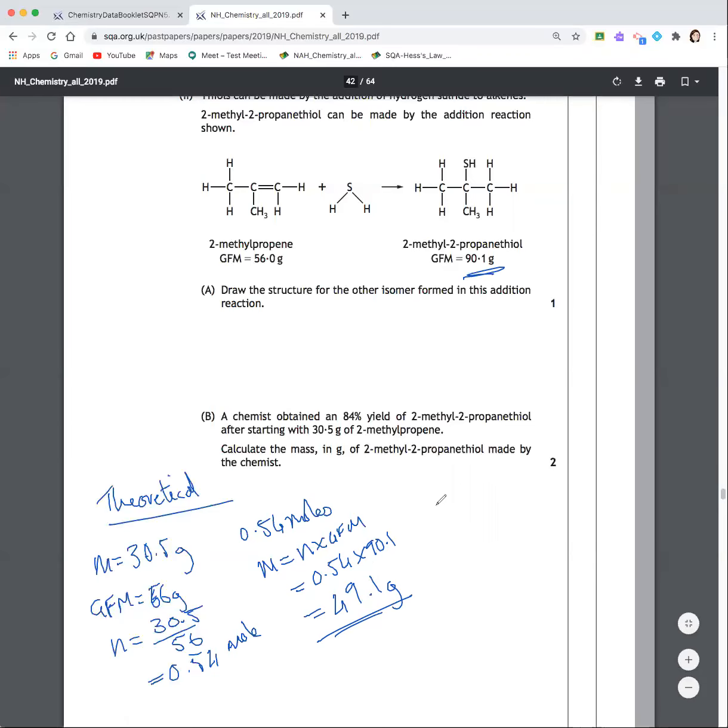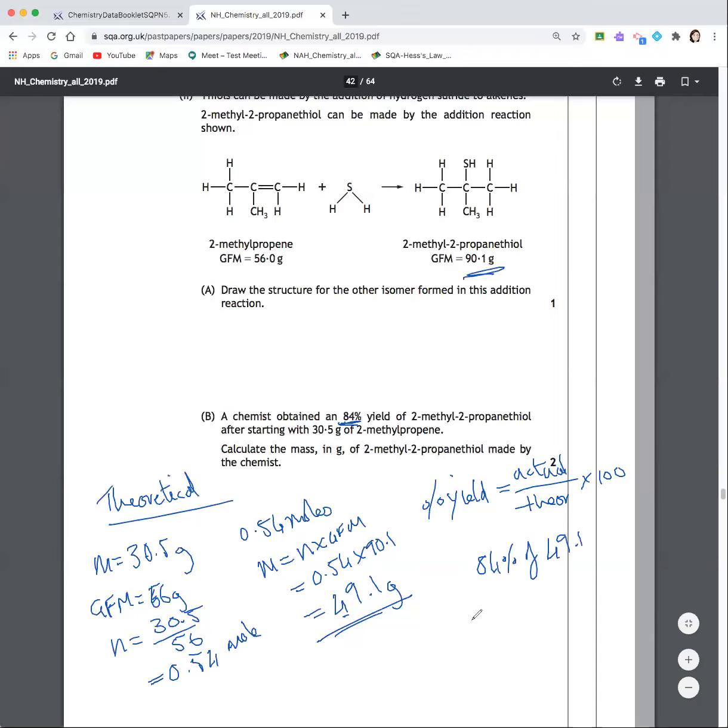So then we use the percentage yield equation. So you've got the actual over the theoretical times by 100. Okay, so you can either do this by plugging the numbers in and rearranging. So you've got the percentage yield and you're trying to find the actual yield, and you've got the theoretical yield. So you have to rearrange that so that you end up with the actual yield as the subject of the equation. However, we know the yield's 84%, so you're really just wanting to find 84% of 49.1.